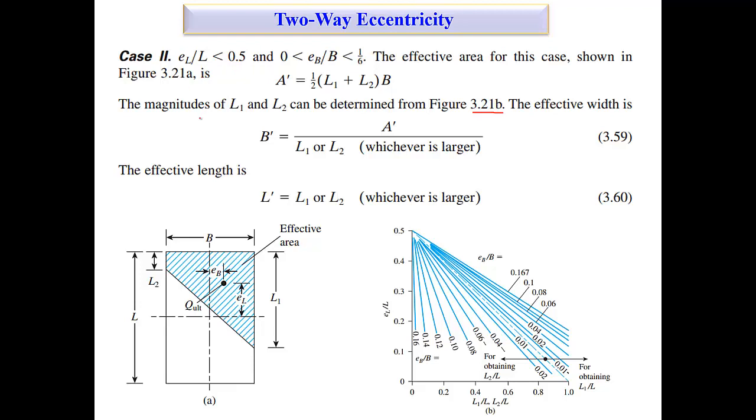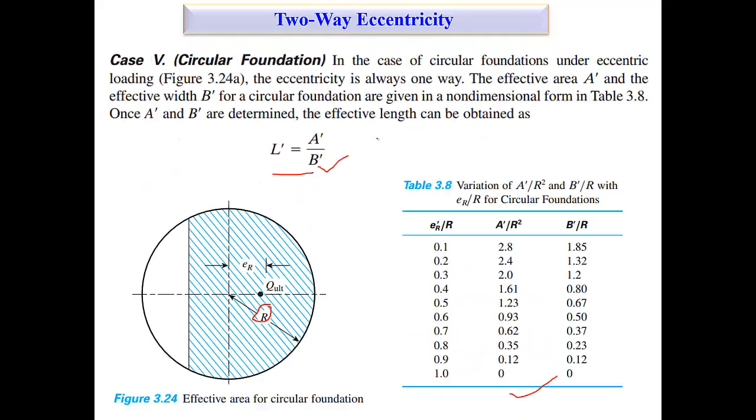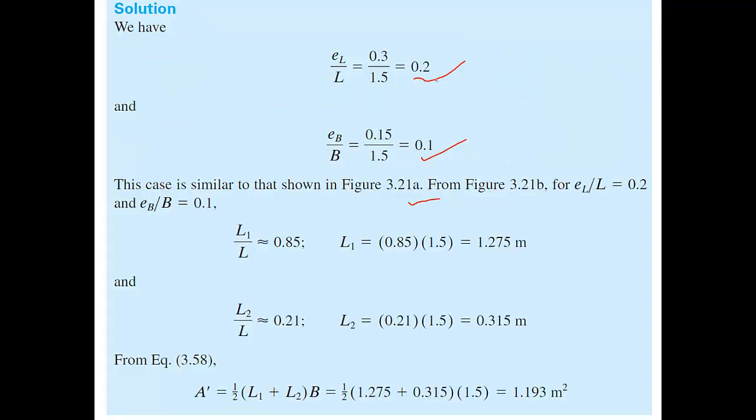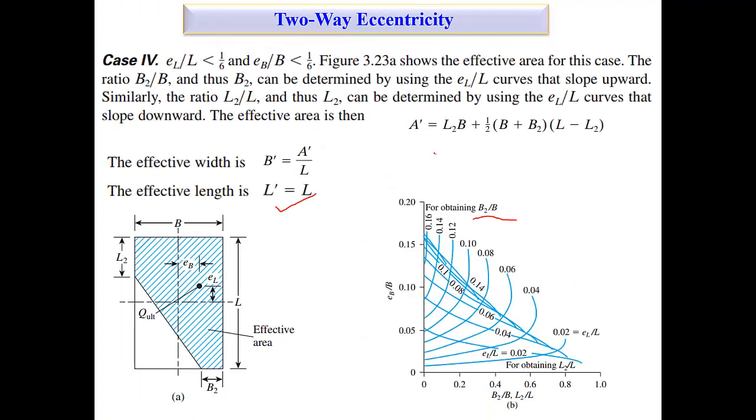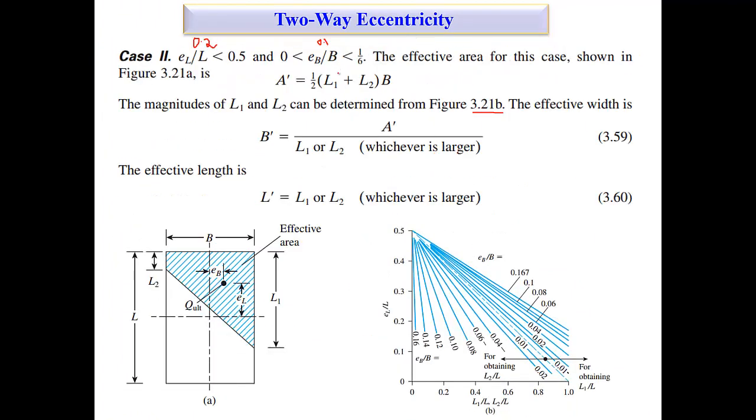So EL by L is how much? EL by L is how much? 0.2, right? And EB by B is 0.1, right? Is it clear? 0.2 and 0.1. Okay. So now it satisfies. Is that clear to all? Okay. So it satisfies the condition.